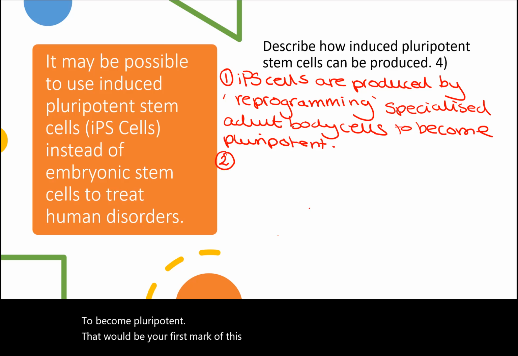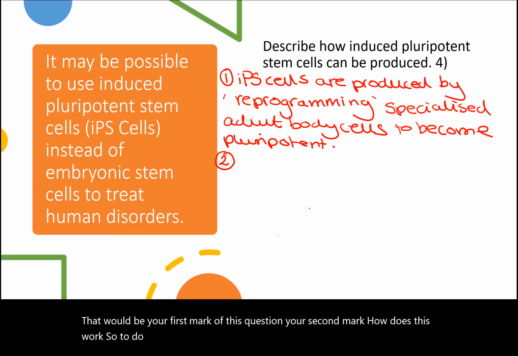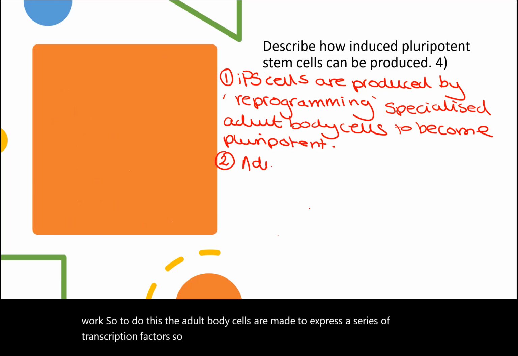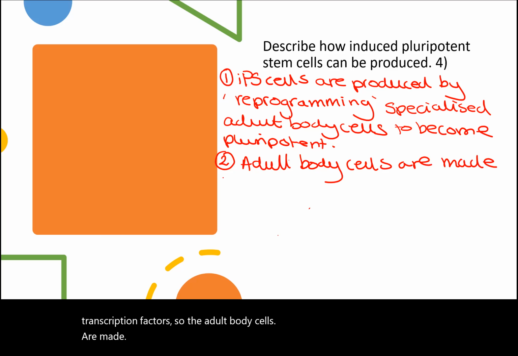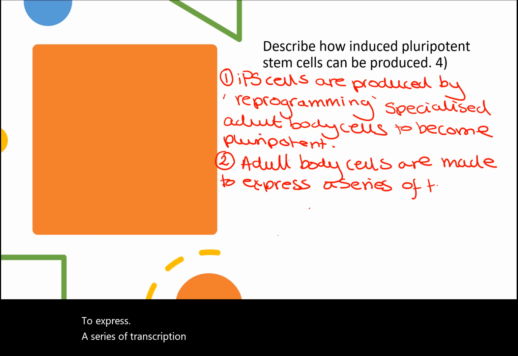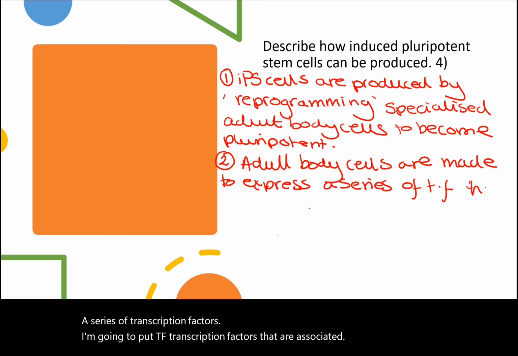Your second mark, how does this work? So to do this, the adult body cells are made to express a series of transcription factors. So the adult body cells are made to express a series of transcription factors. I'm going to put TF, transcription factors that are associated with pluripotent stem cells.